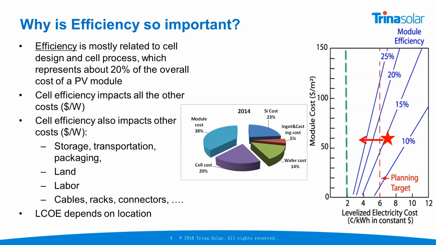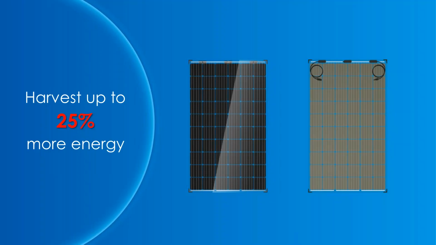So it's very important. The efficiency impacts everything, impacts the dollar per watt of all the other components of the module, but impacts also storage, transportation cost, packaging cost, land cost, labor cost, etc. Of course, LCoE depends on the location and the irradiance. So that's why bifacial modules is a good approach to improve LCoE. You could get up to 25% more energy. When I say up to, it depends, of course, on the location and the design of the system.